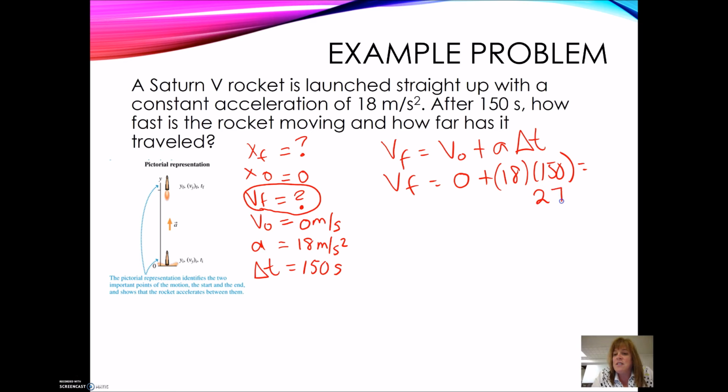That's 2,700 meters per second. Speedy. Woo! Well, I guess you got to be if you're taking off. How far has it traveled? Well, now we want an equation that has distance in it.